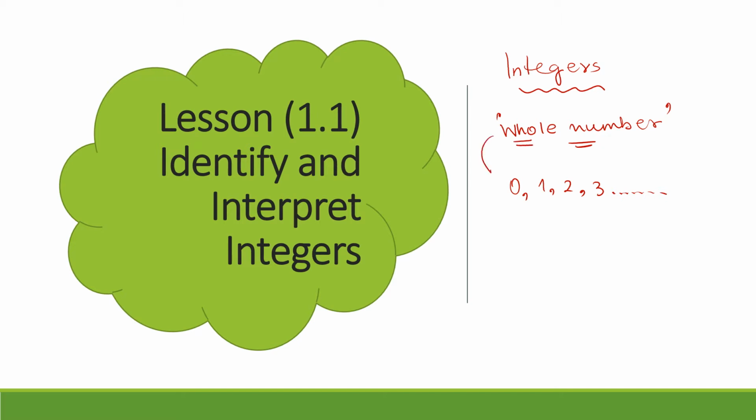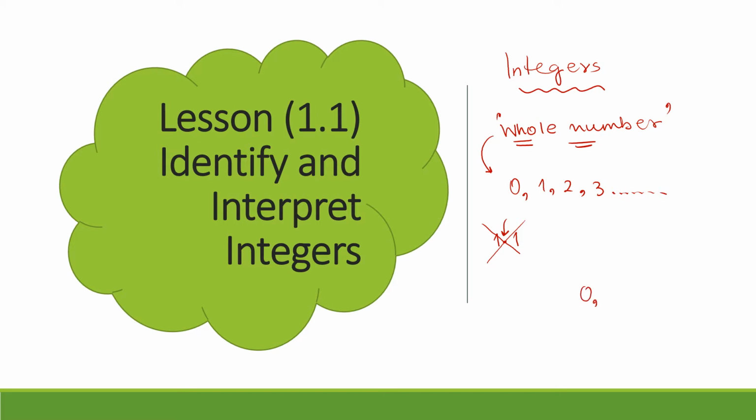Now in whole numbers, no decimal is included, which means if I am writing 1.1, this is not a whole number. So the digits containing the decimals are not the whole numbers. So integers are actually the whole numbers with the positive and the negative whole numbers. What do I mean by that?